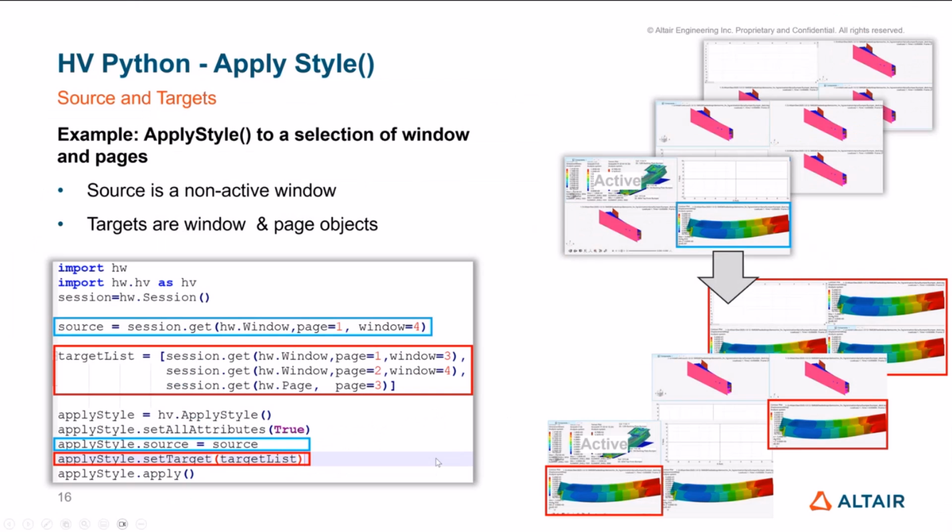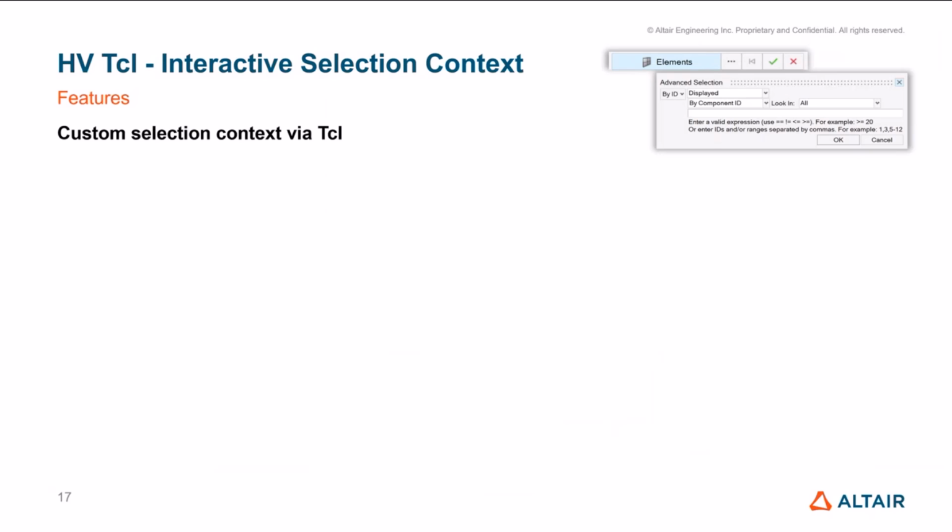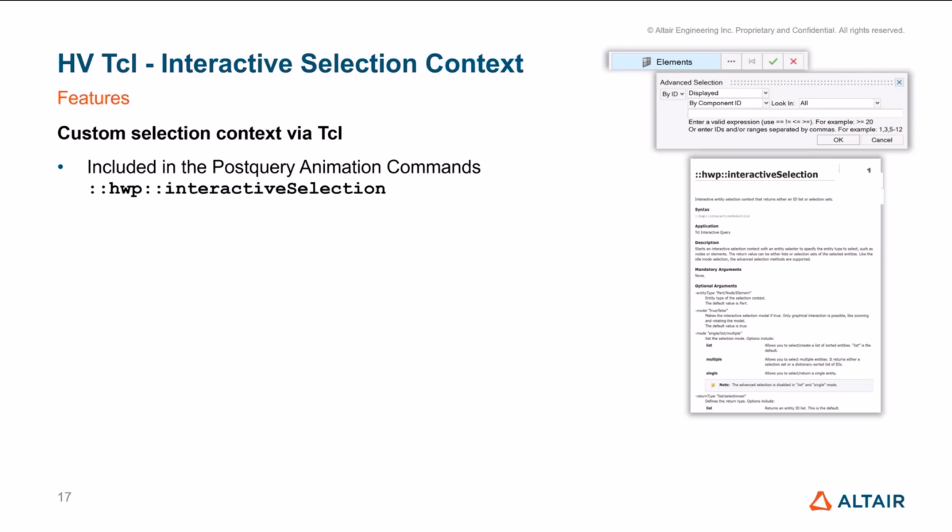So let's continue with the interactive selection, and here we have TCL. So that was, we have now an in TCL selection context. For this one, you will load the package, the post query package here. This is also nicely documented, as you see here on the right side. It mirrors exactly the interactive selection which we have in 2025.0, the Python interactive selection class.